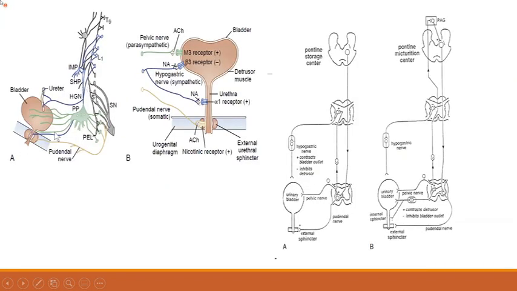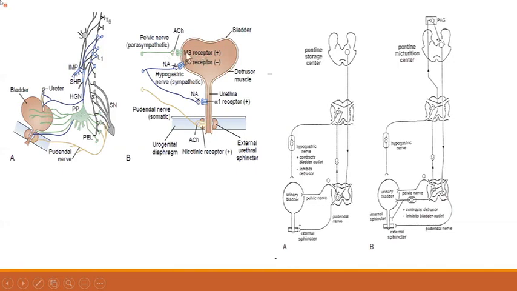Now coming to the sympathetic and parasympathetic autonomic control of the bladder. The bladder is supplied by parasympathetic and sympathetic fibers. The sympathetic fibers come from T10 to L1. They go to the inferior mesenteric plexus and supply the smooth muscle of the bladder and the neck of the bladder, highlighted in the blue. The parasympathetic fibers supply the smooth muscles of the bladder and the neck of the bladder.